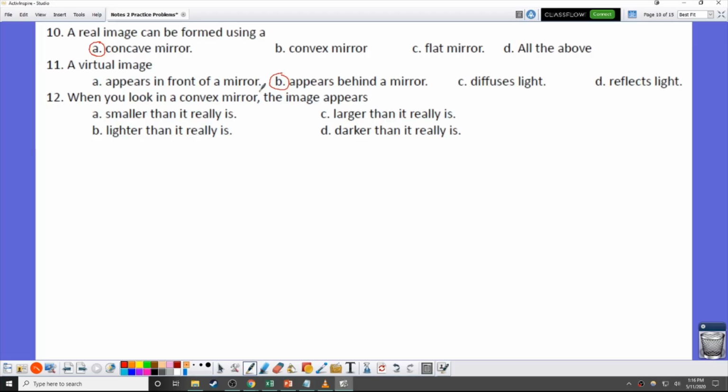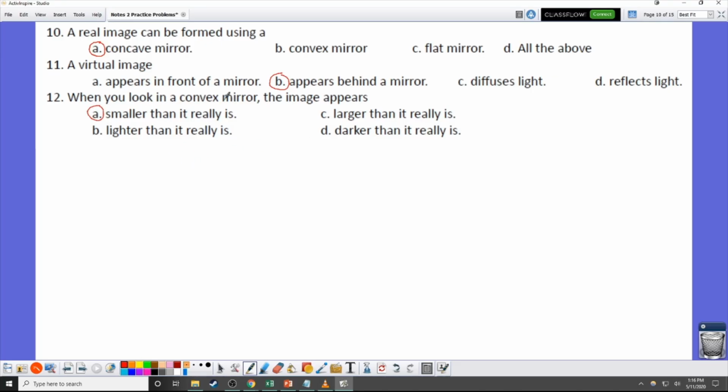All right, number 12 says when you look in a convex mirror, the image appears smaller than it really is, lighter than it really is, larger than it really is, or darker than it really is. In a convex mirror, kind of like the side mirrors of a car, the objects in the mirror always are going to appear smaller. Okay, so just keep that in mind. A convex mirror will always make things look smaller than they actually are.